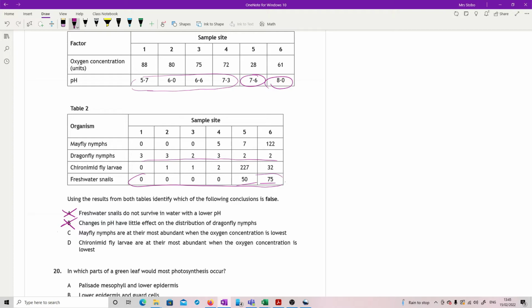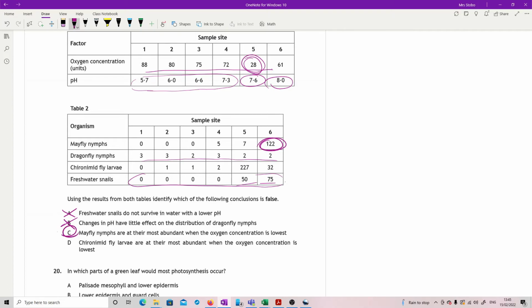Mayfly nymphs are at their most abundant when the oxygen concentration is lowest. Okay, so the oxygen concentration is falling as we go along the sites. So actually, here's my lowest at 5. So mayfly nymphs are the most abundant when we have our lowest oxygen, is what they're saying. And that's not true, because the lowest concentration is at 5, but the most abundant for the mayfly nymphs is at 6. So that one's false.